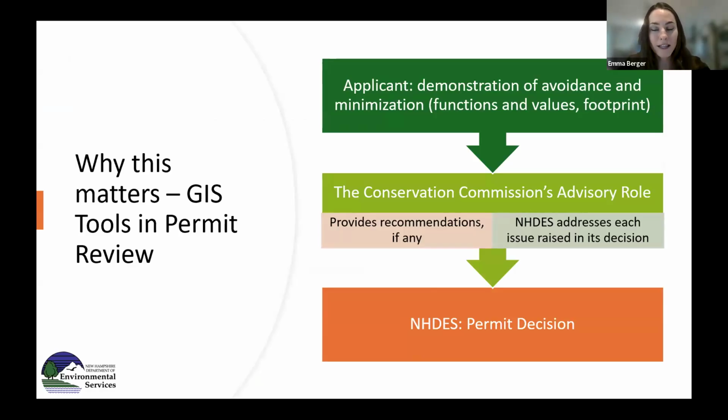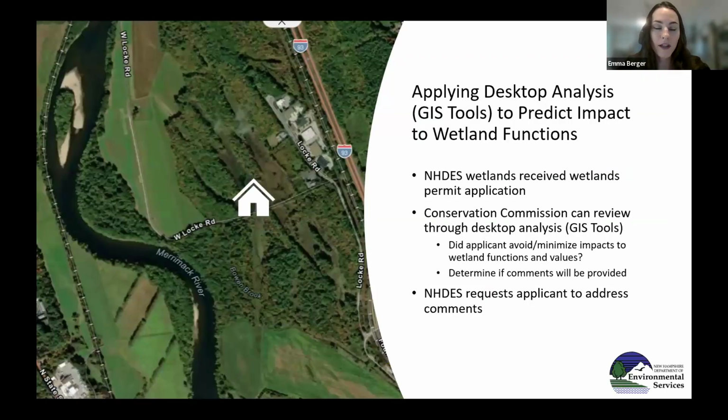So this is how it connects to GIS. This is why it's important. You can use GIS tools to predict the impact to wetland functions. So last week there was a lot of connecting different types of wetland functions that is used in the GIS tools, because that's how you can assess for avoidance and minimization and provide comments or recommendations.